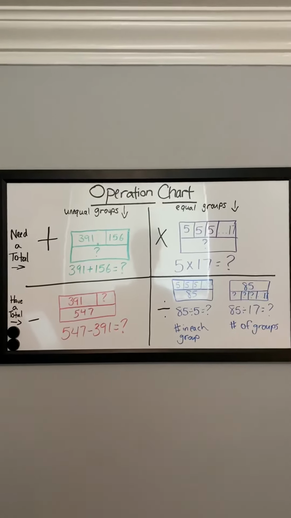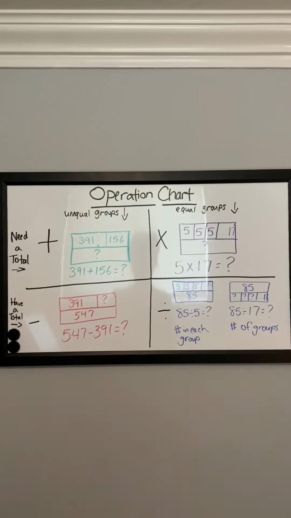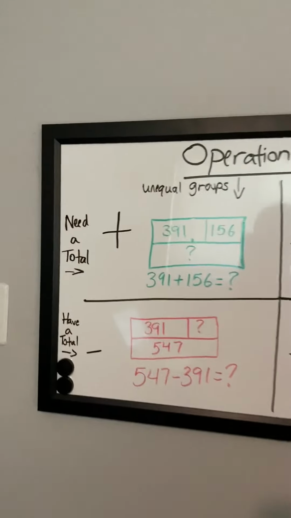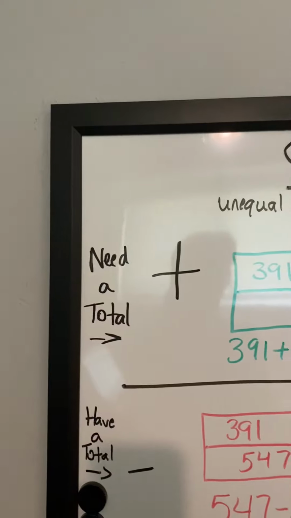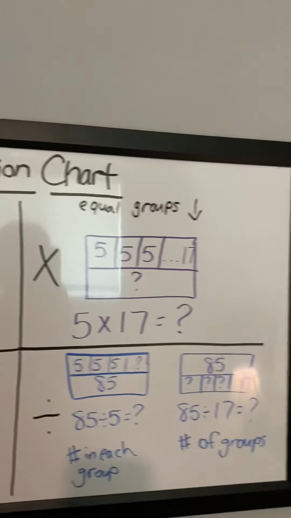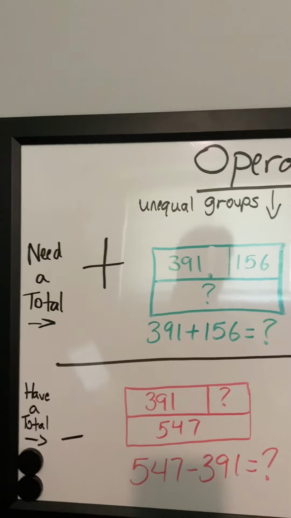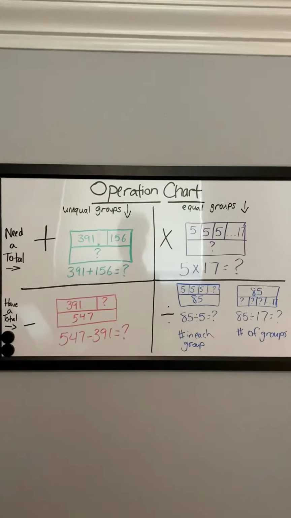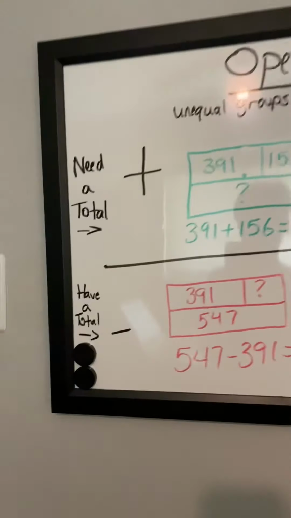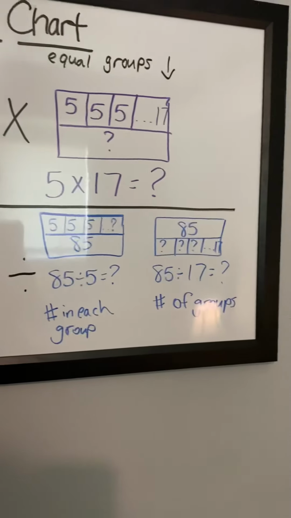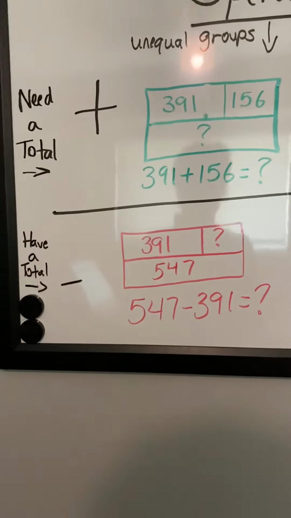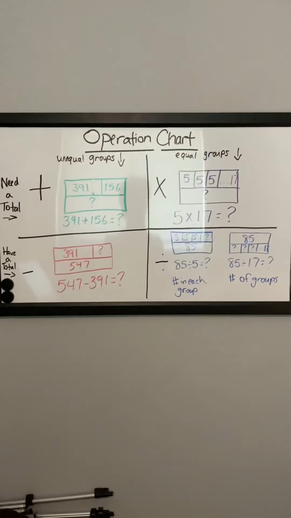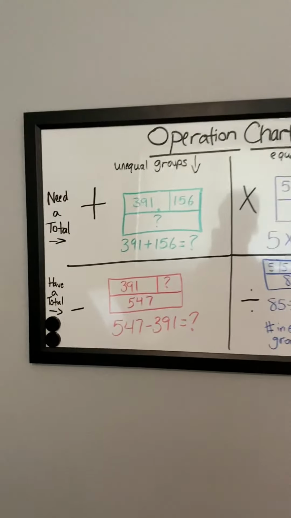So as you can see, I have all 4 operations and all 4 strip diagrams for each. And if you look here, it says need total and there's an arrow. And so that means for addition and multiplication, I am in need of a total. So when I read a word problem and I'm looking for a total, I'm either going to add or I'm going to multiply, okay? For the bottom, for subtraction and division, it says I have a total, okay? So if you are given a total and you are trying to find a missing piece, then you're going to subtract or divide, okay?